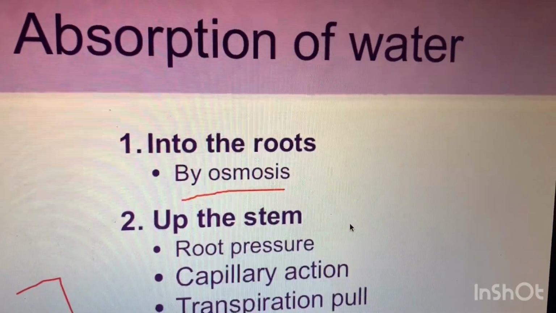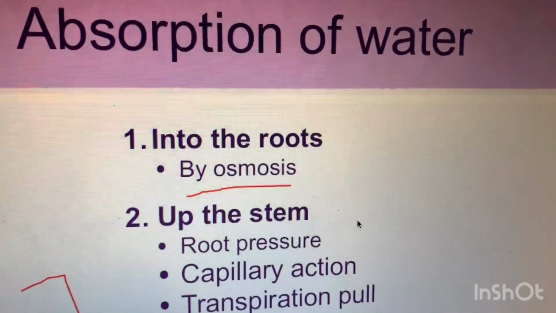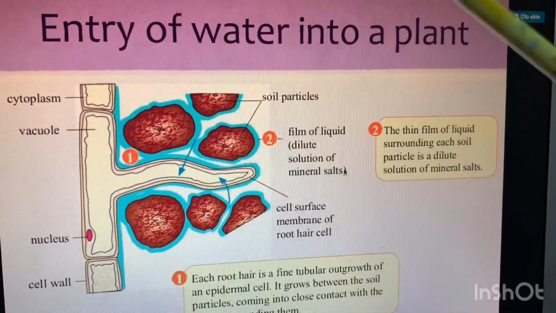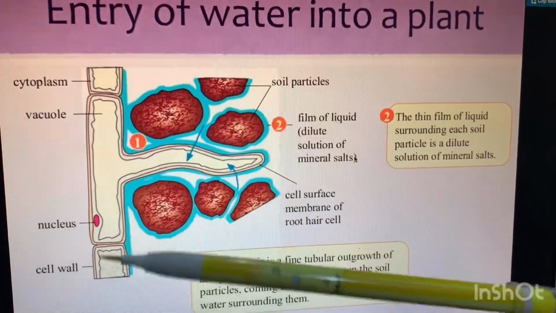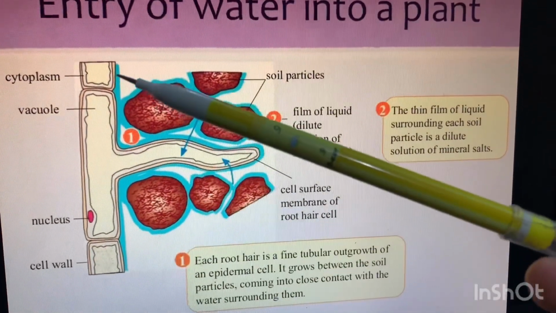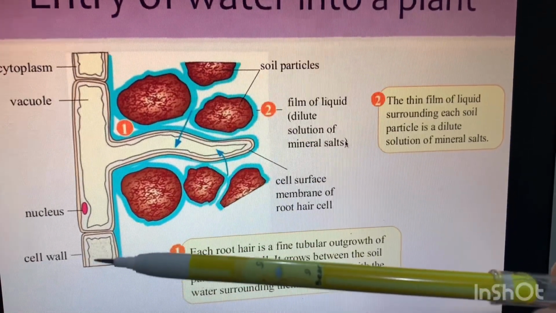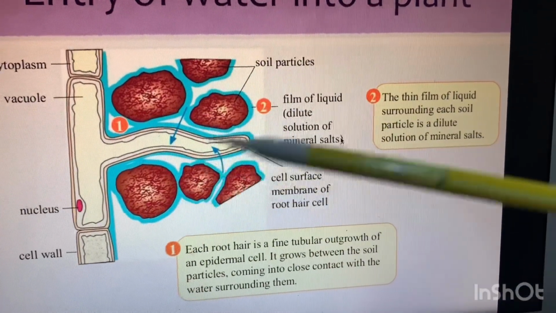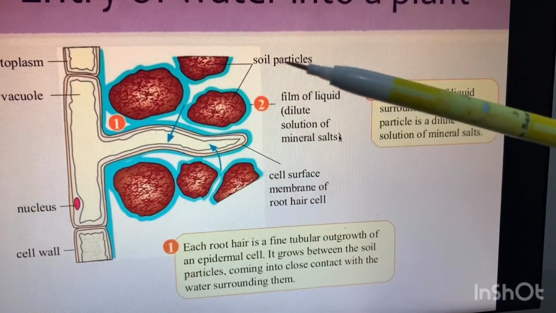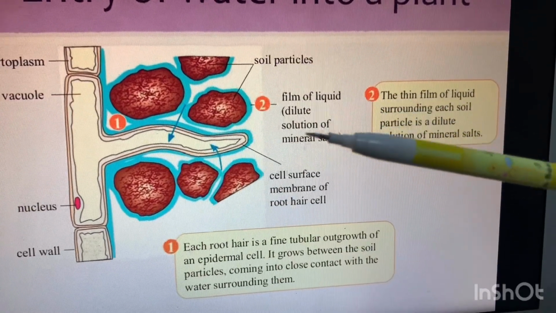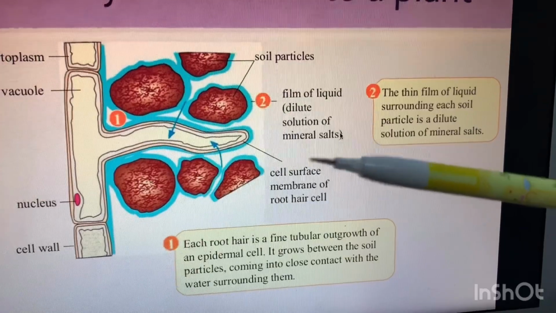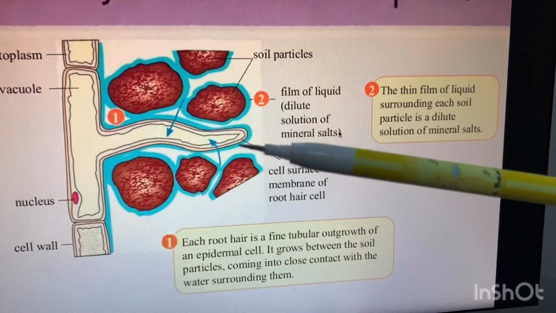Absorption of water into the roots by osmosis. Entry of water into a plant. If we look at a part of the cell, this is the cytoplasm, the vacuole, a little nucleus over here, and the cell wall. These are the soil particles, film of liquid dilute solutions of the mineral salts, and the cell surface membrane of the root hair cell.